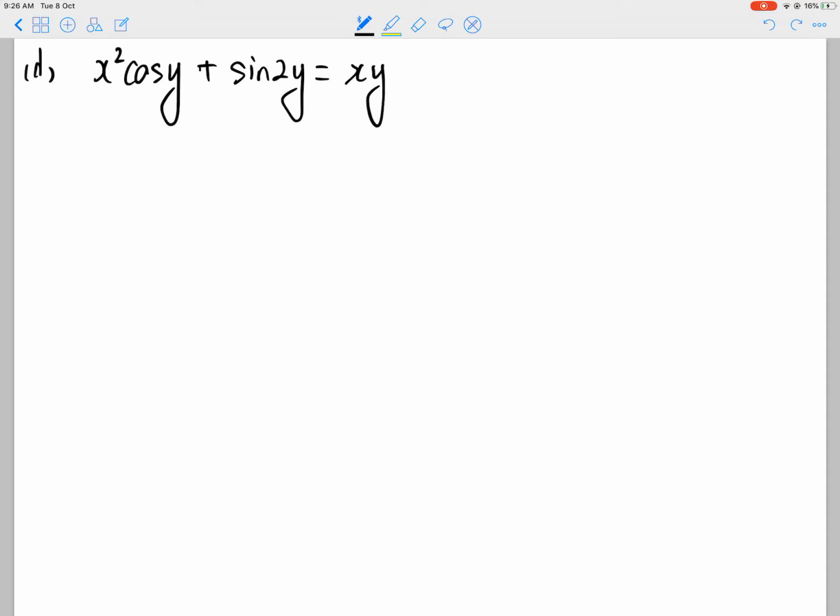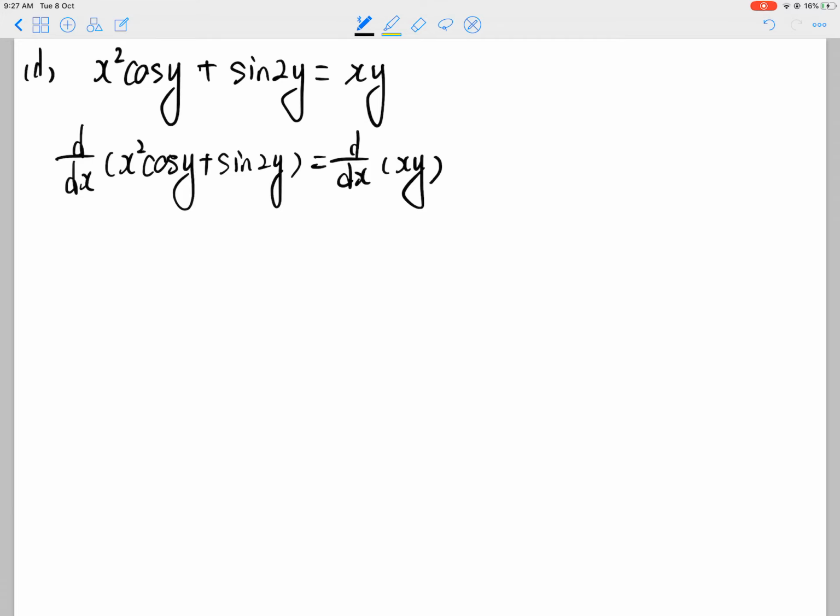So what do we do? We can differentiate both sides in terms of x. So d over dx of the left side equals d over dx of the right side. Remember, x is just x, but this y is a function of x. You don't know the formula, like you don't know y is x squared. You don't know the exact formula, but you know y is a function of x.